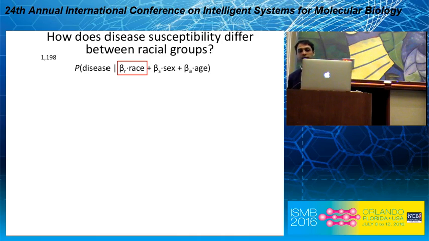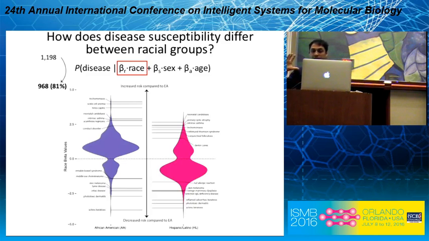Out of the 1,200 diseases that we started with, we found 81% of them, a large percent, have some difference in susceptibility between the races. Here we can show the distribution of Bonferroni-corrected significant associations. On the left side, we see African Americans, it's cut off, and on the right, we see Hispanic Latino. The beta values on the upper side correspond to increased risk as compared to European Americans, and below 0 is a decreased risk.